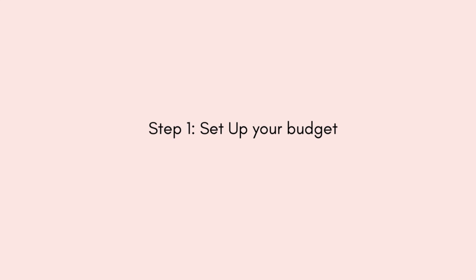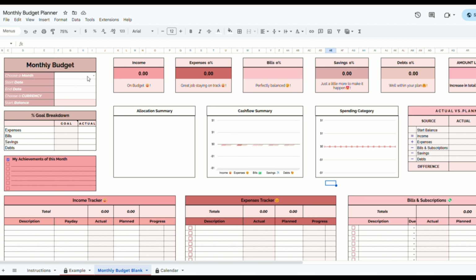Step 1. Set up your budget. Setting up your budget template is quick and easy. Start with the date and currency. Select the date range for your budget, for example, the start and end of the month, and choose your currency symbol, and then enter any previous balance you want to include in the budget. This step is optional. You can also leave it at 0. For example, let's use $1,000 for this example.